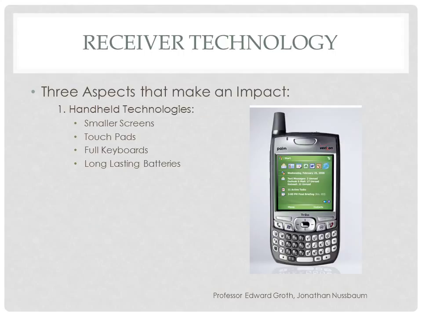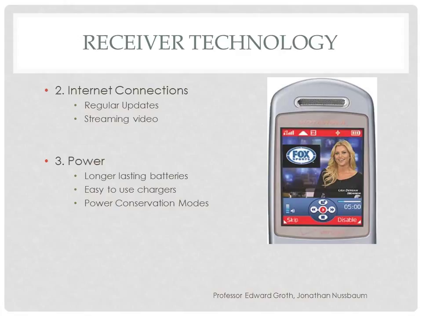We've seen several major advances in receiver technologies, such as the development of smaller screens, touchpads, full keyboards, and long-lasting batteries. This looks like something out of a historical technology museum at this point, but this Palm device here is only 10 years old, or maybe even more recent than that. Internet connections are getting better, and you have the capacity to stream video as well. Batteries are much better, chargers are easier to use, and there are power conservation modes. Data-heavy devices tend to use a lot of power, so these advances in battery technology have been very important in making handheld devices more available to the public and potentially increasing the use of global positioning systems.